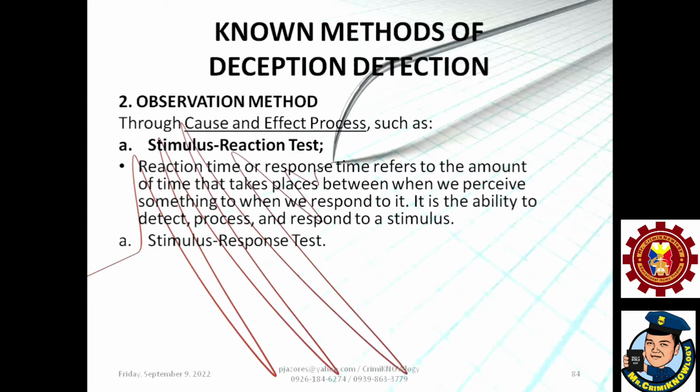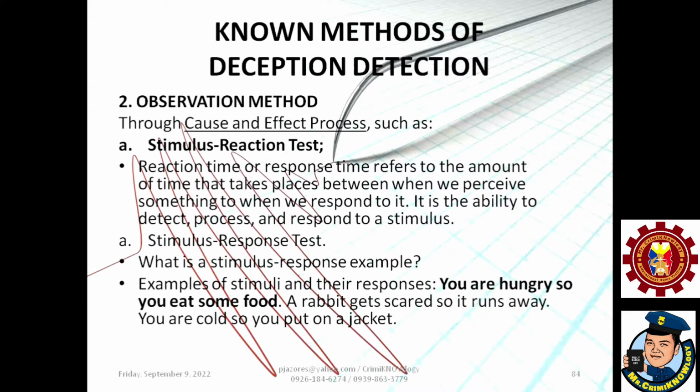Next is the stimulus response test. We give examples here of stimuli and the response. Of course, if you're hungry, you eat some food. A rabbit gets scared, so it runs. You are cold, so you put on a jacket. So if you ask a question, especially the relevant one, you look at how the subject will respond to it, and that shows something.